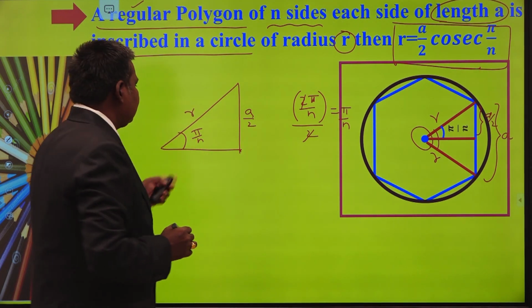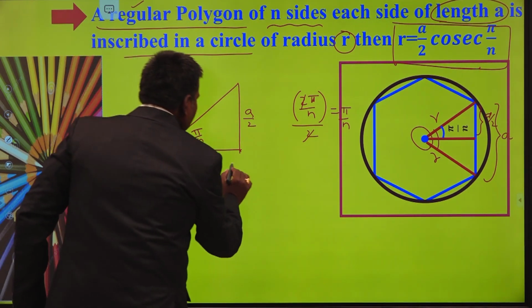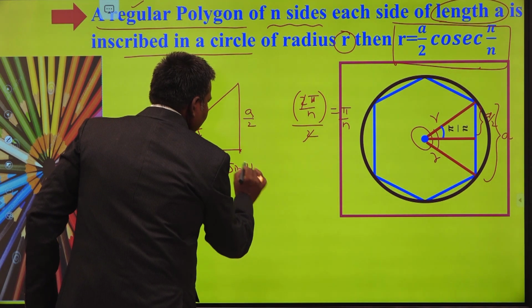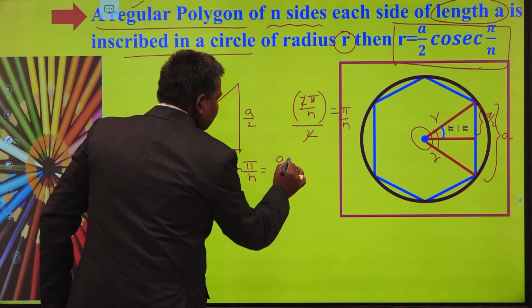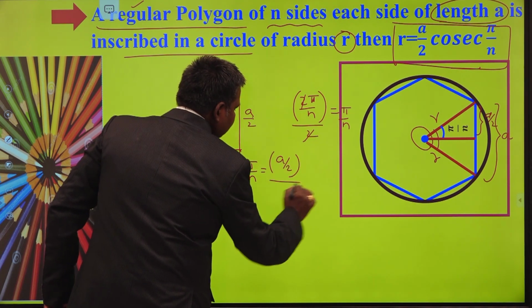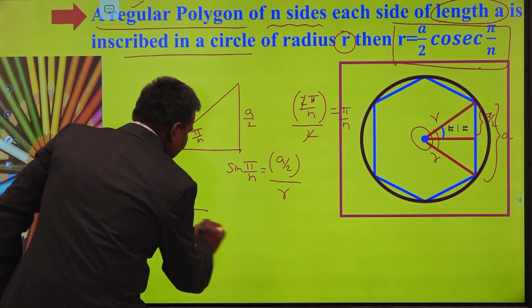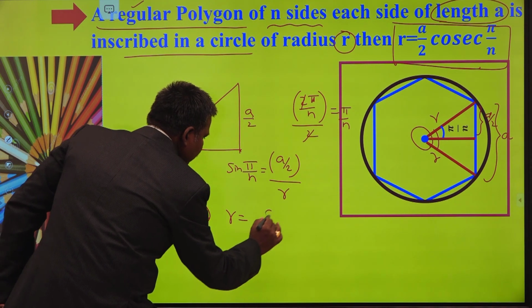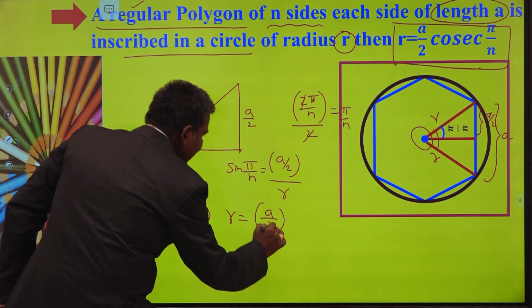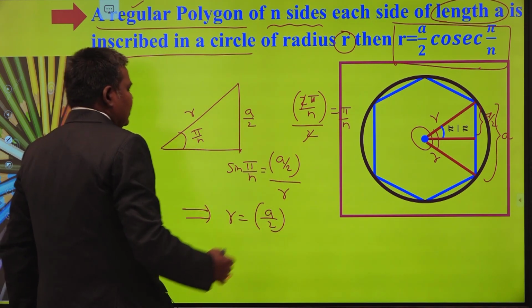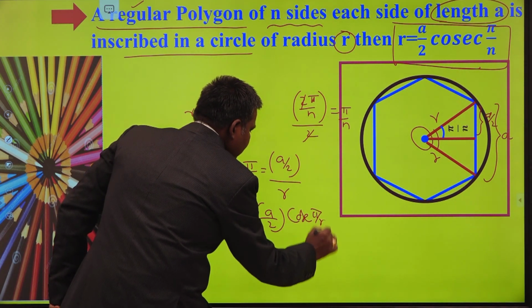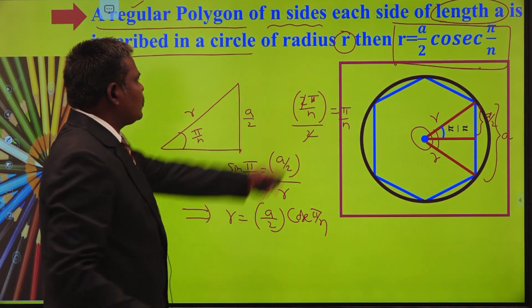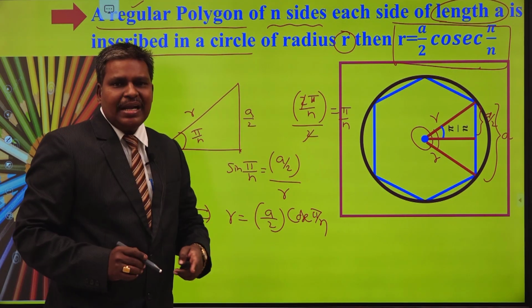You can say anyone. What is sin theta? Sin pi by n is equals to a by 2 by r. Just to cross multiply, we obtain r is equals to a by 2 by sin pi by n. If the sin pi by n comes to the numerator, that is cosecant pi by n. Hence, r is equals to a by 2 cosecant pi by n.